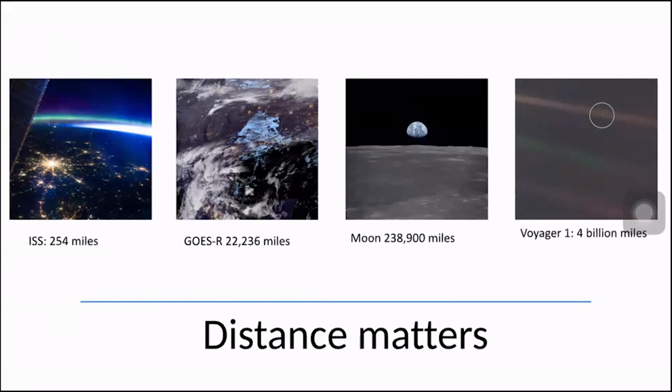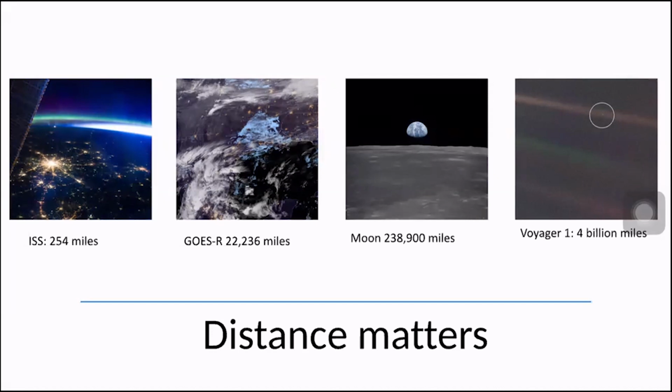Distance matters. There are 4 pictures, all of them about the Earth, but they are taken at different distances. From left to right, it's getting farther and farther away from the Earth. The left one, the ISS, means the International Space Station. The orbit is pretty low, actually. It's only 250 miles away from the Earth. That means you can see the curve of the horizon, right? That means it's not very far away from the Earth. It cannot look at a big area at the same time.